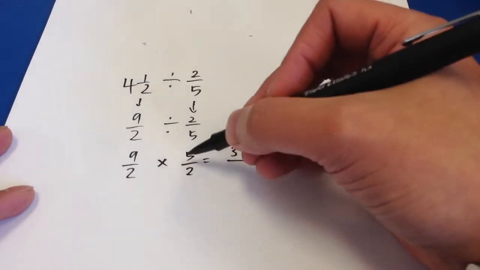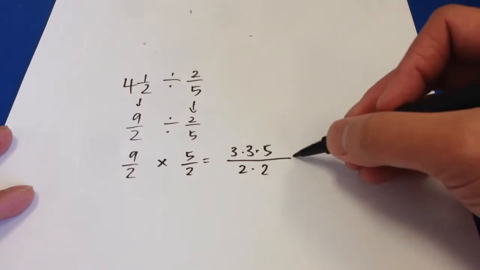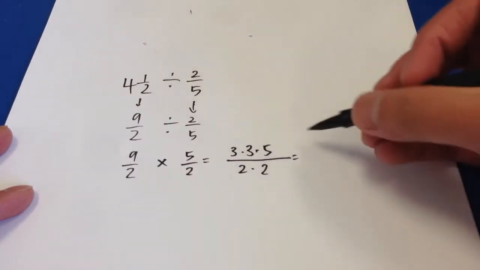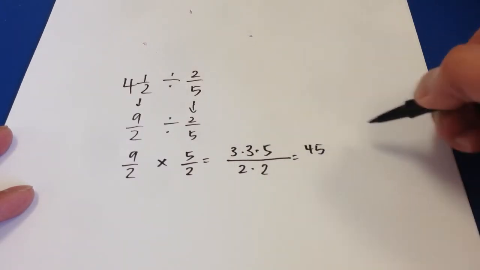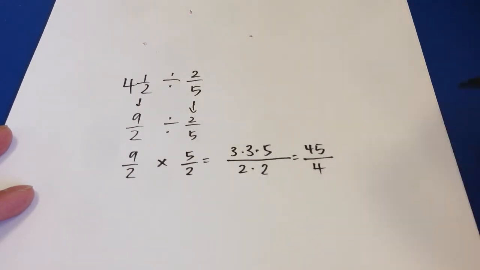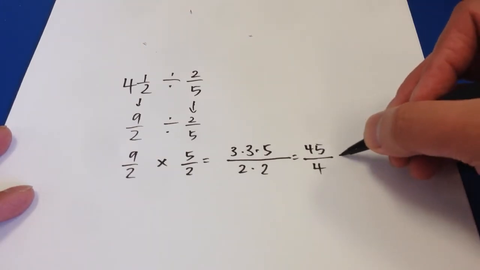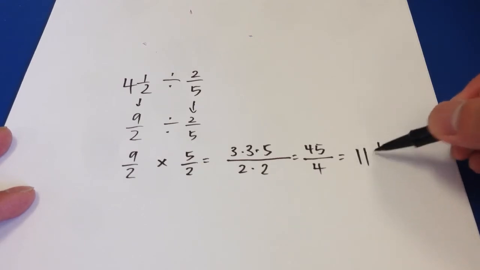9 is 3 times 3, 5 is 5, and then my denominator is 2 times 2. 3 times 3 times 5 is 45, and my denominator 2 times 2 is 4. Now I can leave it as an improper fraction, or I can turn it into a mixed number. 45 over 4 is equal to 11 1/4.